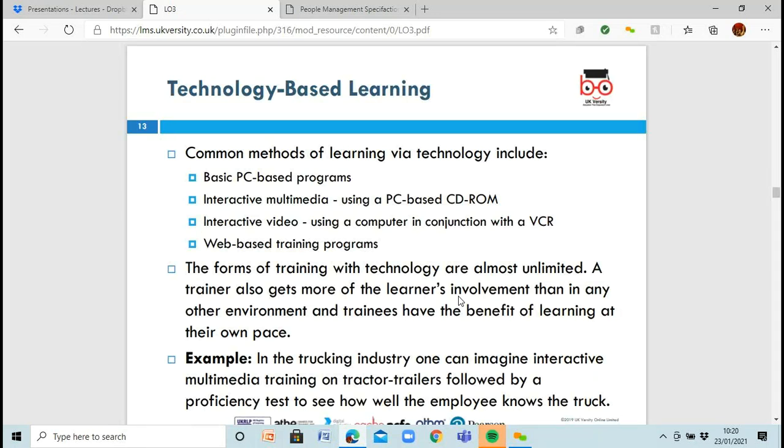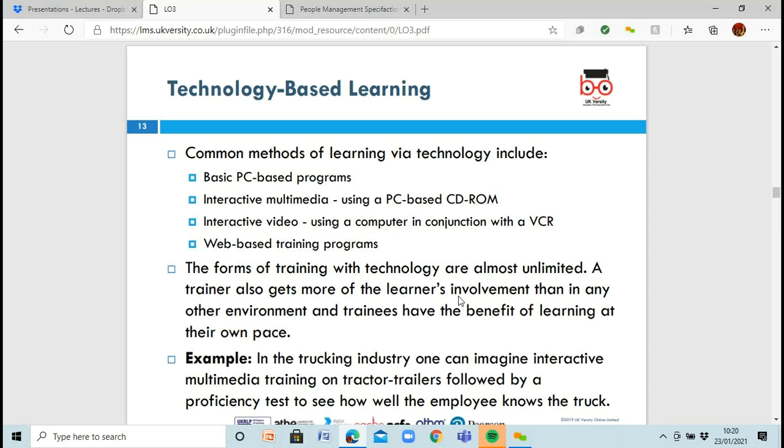And then we've got technology-based learning. This is quite common nowadays. You've got basic PC programs. You've got interactive multimedia, so obviously using a laptop or your PC. Interactive video, so you're using computers when you're watching a video. You've got web-based training programs as well. So these forms of training that use technology are almost unlimited.